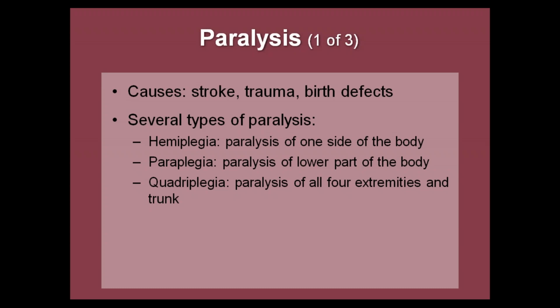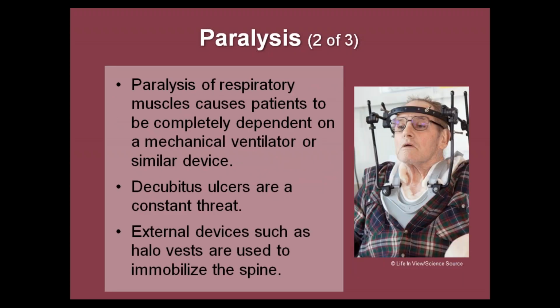Patients with dysphagia may easily choke and aspirate food and drink. So somebody with some of that paralysis, that quadriplegia, could also have other issues where they have difficulty swallowing. So they may be more prone to aspiration. Paralysis of the respiratory muscles causes patients to be completely dependent on mechanical ventilators and similar devices. So we might have to learn a little bit more about those devices so that we can manage that patient a little bit better.